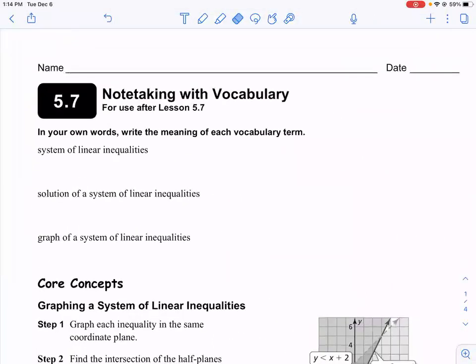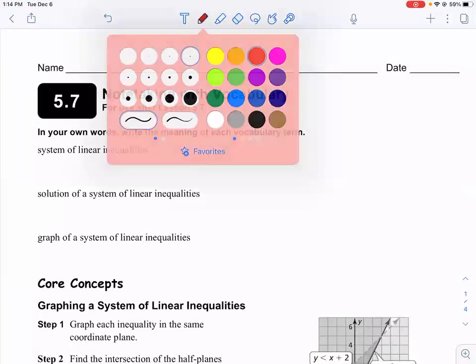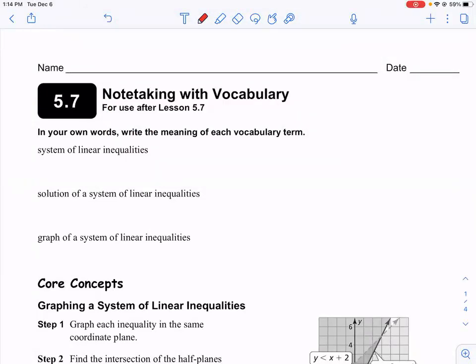Okay, so first of all, this is our last new lesson of the semester. You're excited? Okay. Because on Friday is our test, and then next week is our CSA, which is our final. Now, a system of linear inequalities. Yesterday, you graphed 1 linear inequality. A system is more than 1.